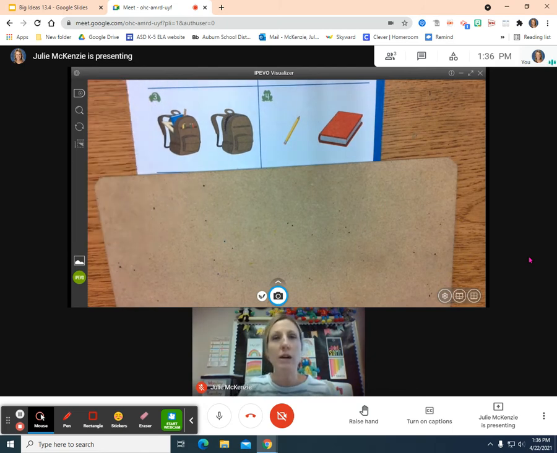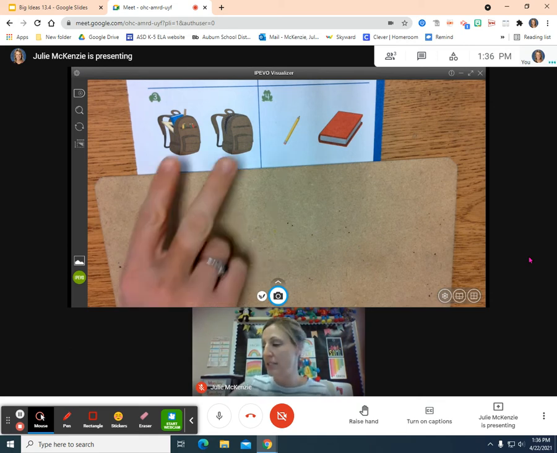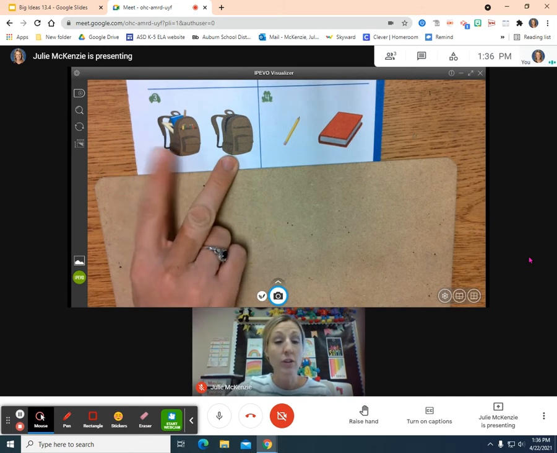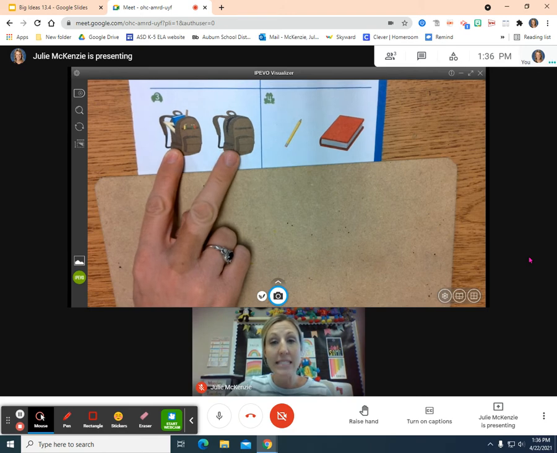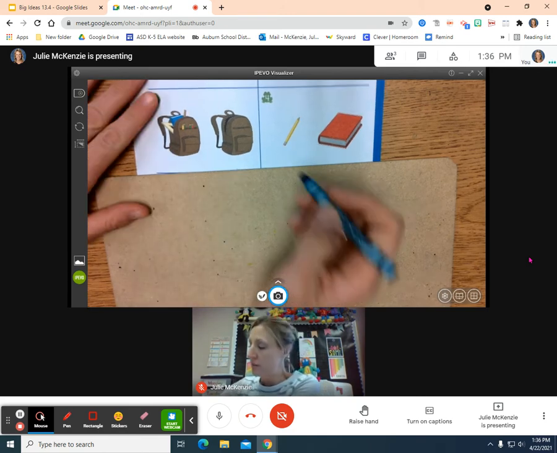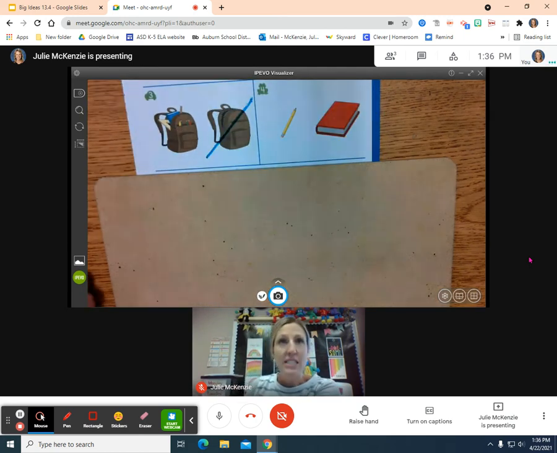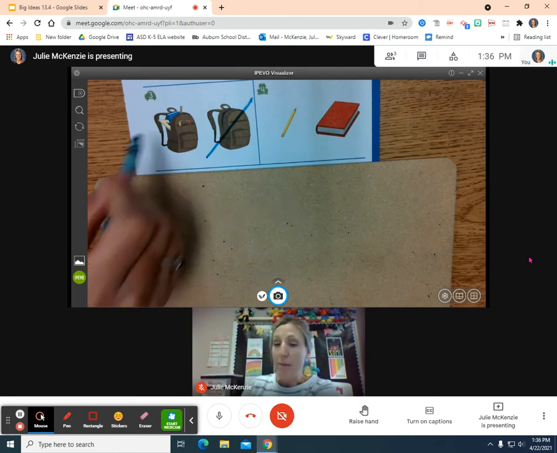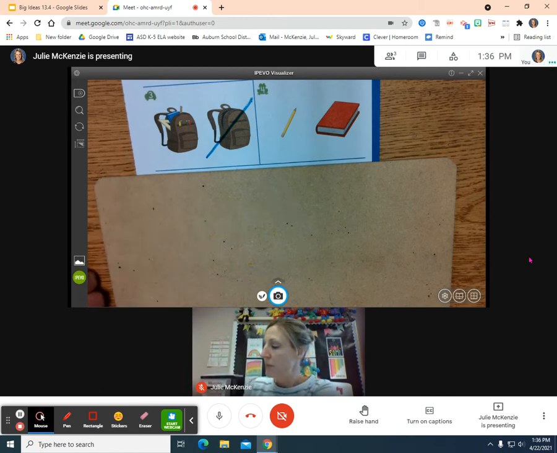On these two problems, I want you to draw a line through the object that is lighter. So we have two backpacks. One backpack is full of items. The other backpack is empty. Which one is lighter? The empty backpack is lighter. It doesn't have anything in it to weight it down and make it heavier. The backpack that is full is heavier.